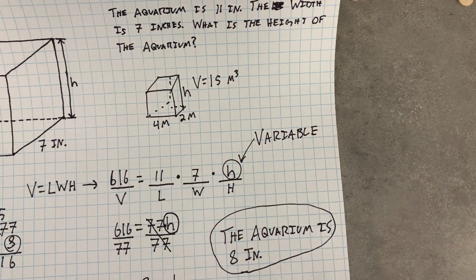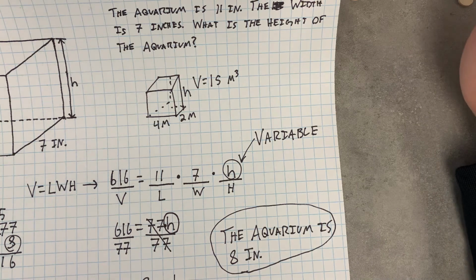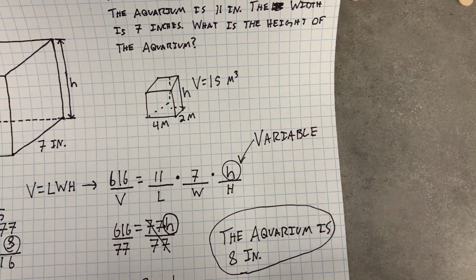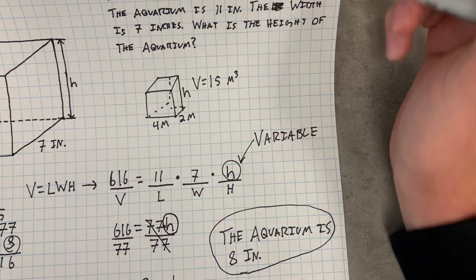So we can use the volume to find the missing dimension by using the formula, replacing the variables if we know their value, and then using algebra to isolate the variable, okay? So go ahead and do that on the problems that we've got for you guys.